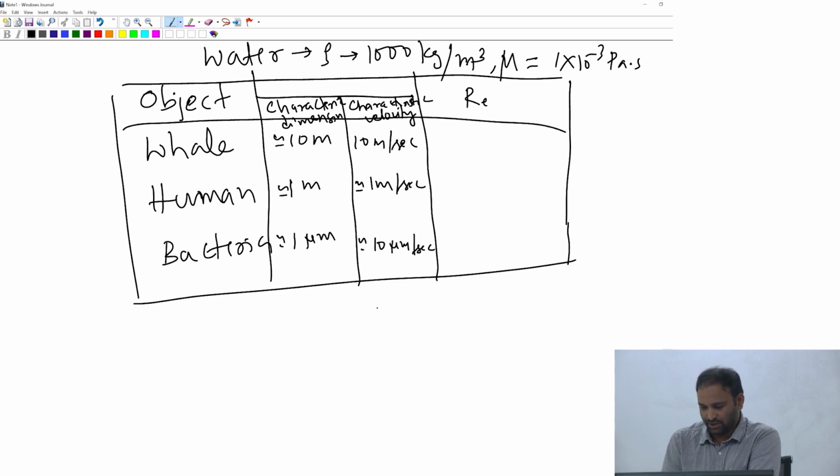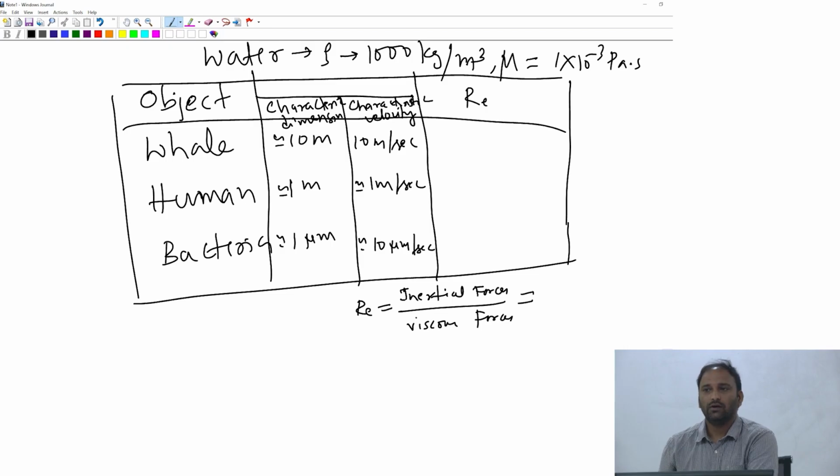Reynolds number is defined as inertial forces divided by viscous forces. That's what you learned. And typically it is defined as rho v bar times some length scale divided by viscosity. That's your definition of Reynolds number. So can you calculate the Reynolds number?